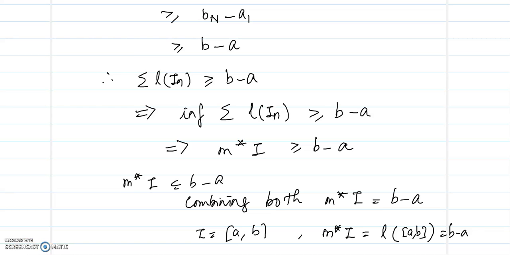Now we need to look at the next case. In case 2, we will be assuming that I is an arbitrary finite interval, that is, it can be open or semi-open. In that case, we look for whether m star of I is equal to the length of the interval.